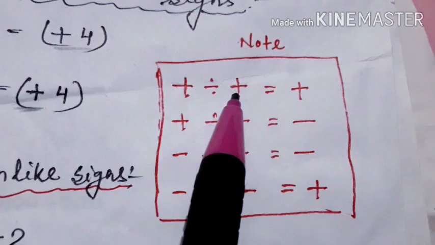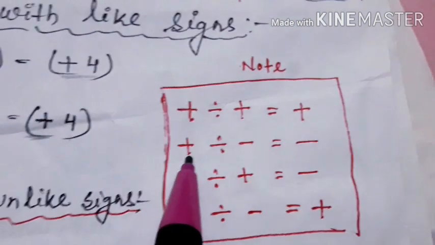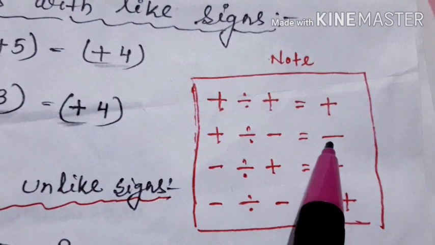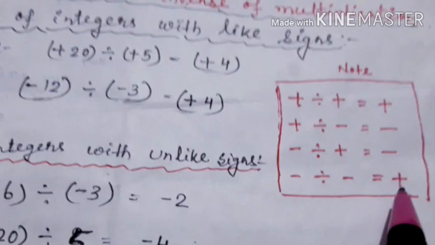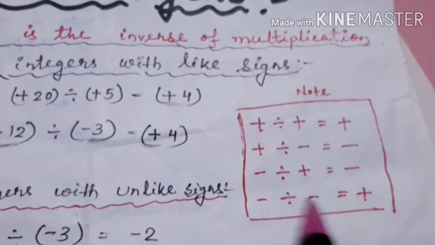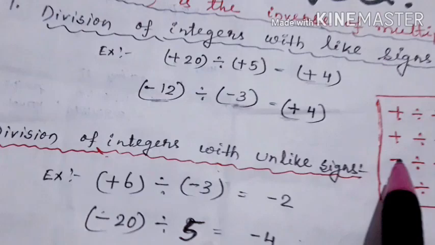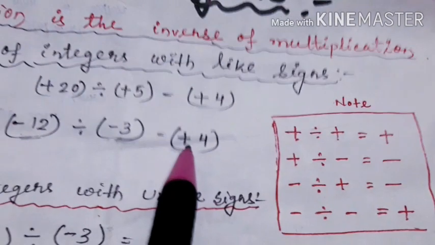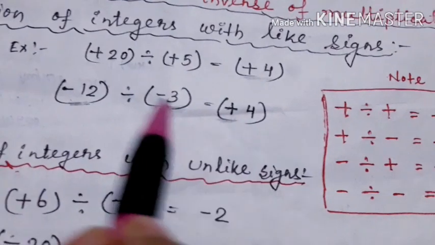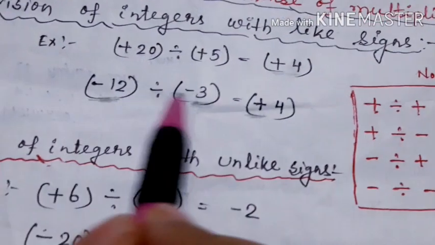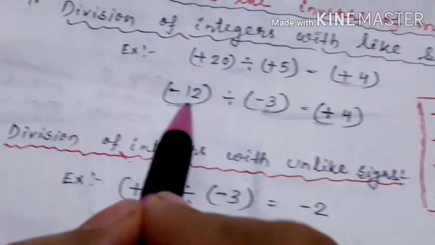Plus divided by plus is equal to plus. Plus divided by minus is equal to minus. Minus divided by plus is equal to minus. Minus divided by minus is equal to plus. You should remember this one. If you want, you can also check, because if you multiply the quotient and the divisor, you will get the dividend. Minus 3 into plus 4 is equal to minus 12.